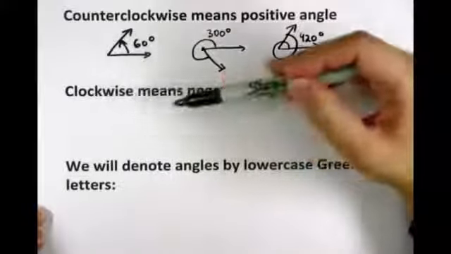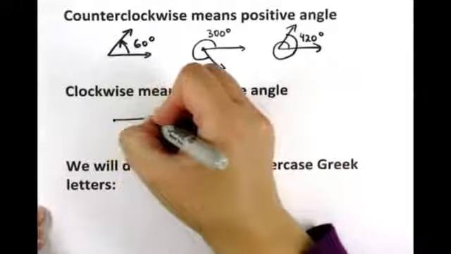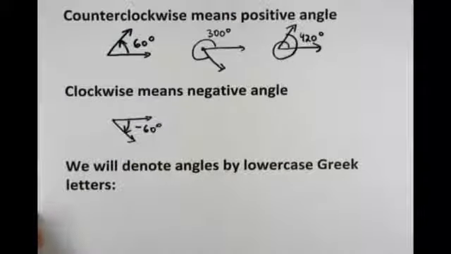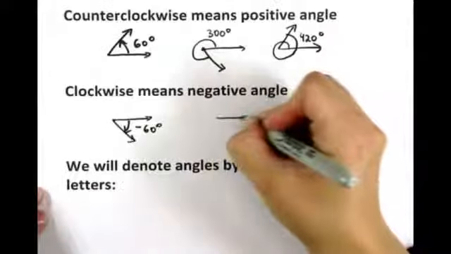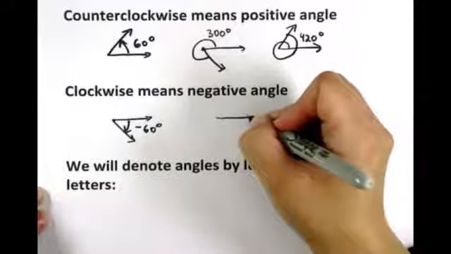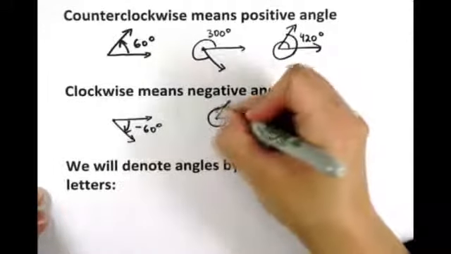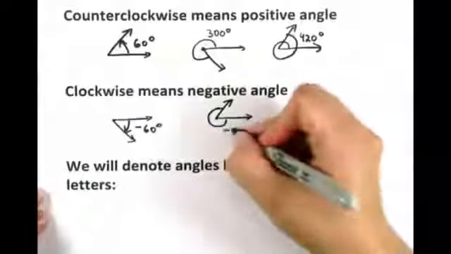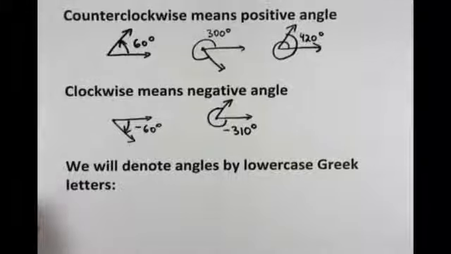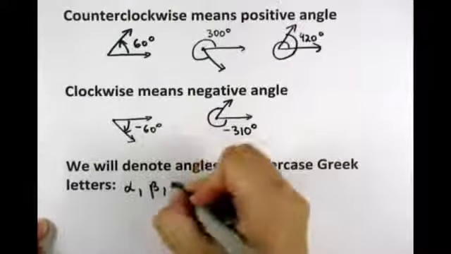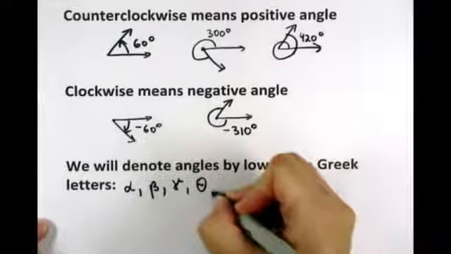If I open clockwise, that means the angle is negative. So from my initial arm, going as the clock goes, this would be my minus 60 degree angle. A negative measure means the angle is opened clockwise. So I can keep opening in a negative direction until I finish somewhere here. This angle is, for example, minus 310 degrees. We will denote angles by lowercase Greek letters such as alpha, beta, gamma, theta, and so on.